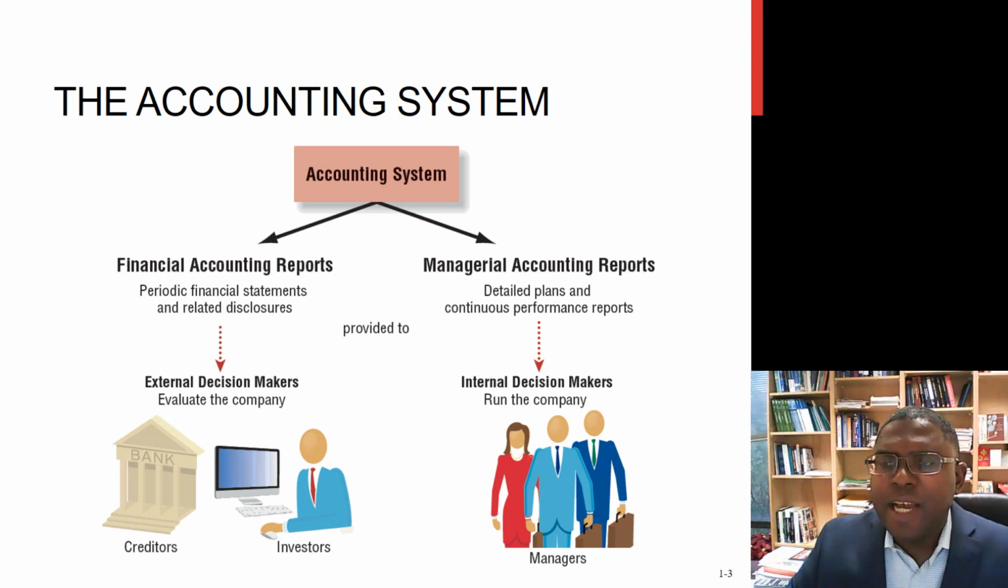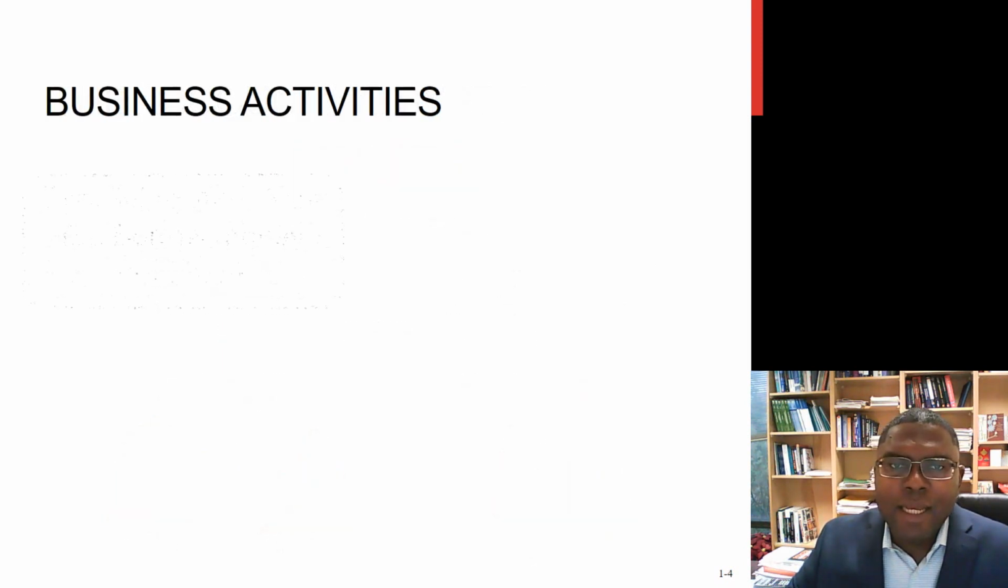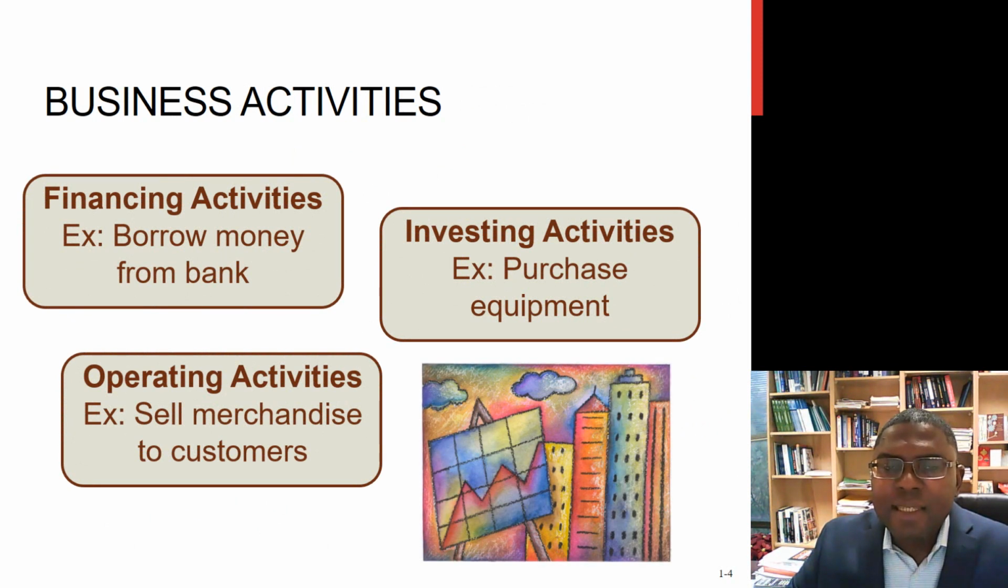We also have what we call the managerial accounting report. The managerial accounting report is a detailed plan and a continuous performance report. It is designed for internal decision makers, those who run the company. These are people like managers that run the company. It helps them in making decisions related to things like pricing. How do they price a product or the services they offer? It helps them with production. It helps them with quality management, and so on and so forth. So the two broad accounting systems are the financial accounting report that is made for external decision makers, and the managerial accounting report that is made for internal decision makers.